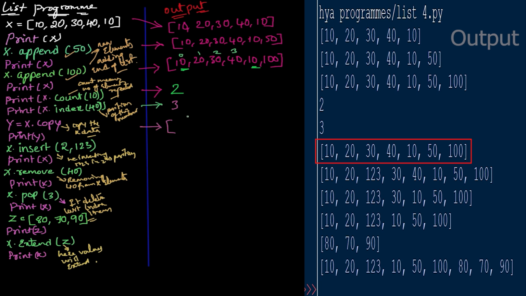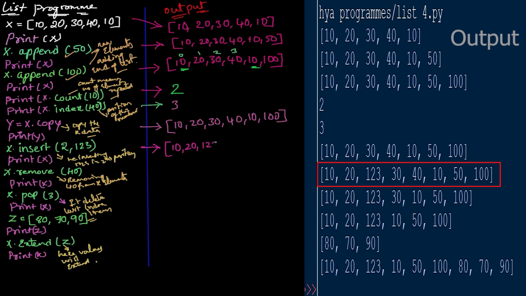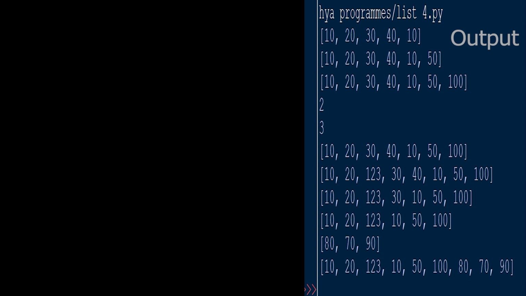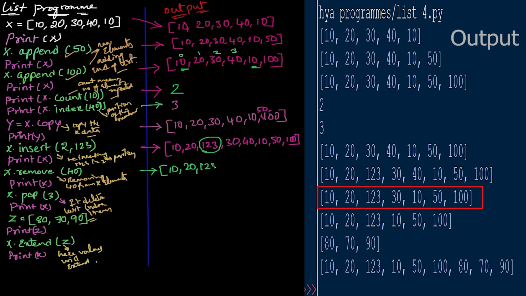Next, copy. Here we need x data, so we write the same thing. Here 123 is added at the second position: 0, 1, 2. So at the second position, 123 is inserted. Next, remove 40. We need to remove the 40. Here 40 is removed. There is no 40 in the output.